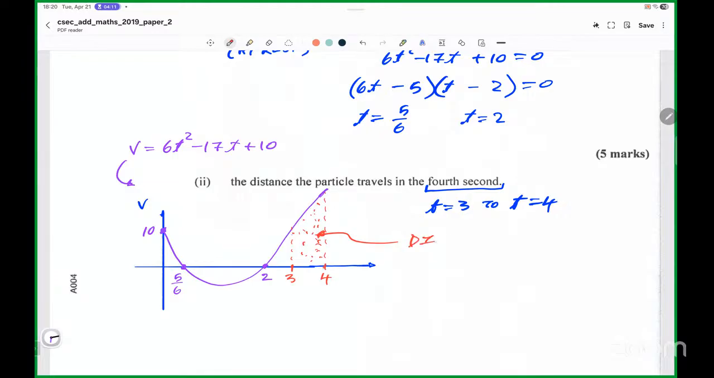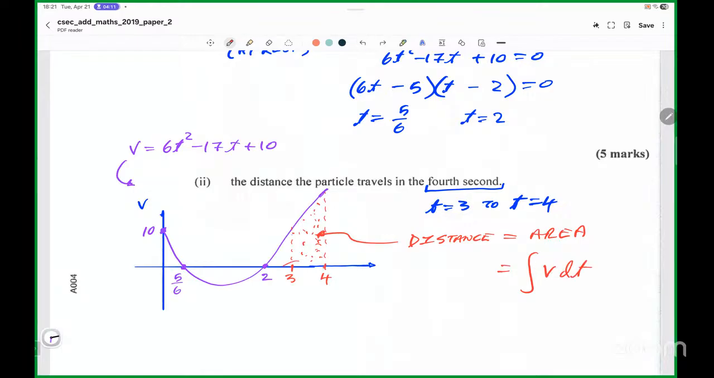Distance under the graph. On a velocity-time graph, distance is area. So the distance is equal to that area under the graph. And area is the integral of v dt, because if it was y and x, it would be the integral of y dx. But this is v and t, so it becomes the integral of v dt. And v is the velocity.